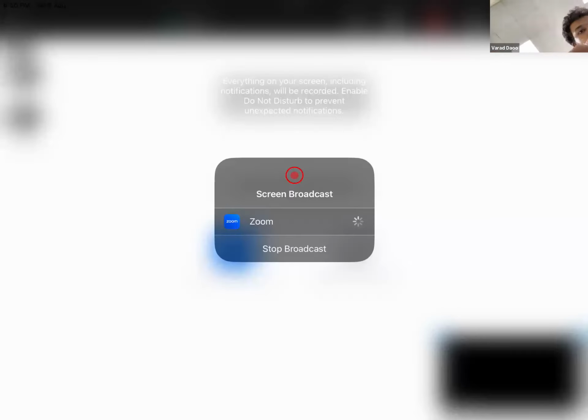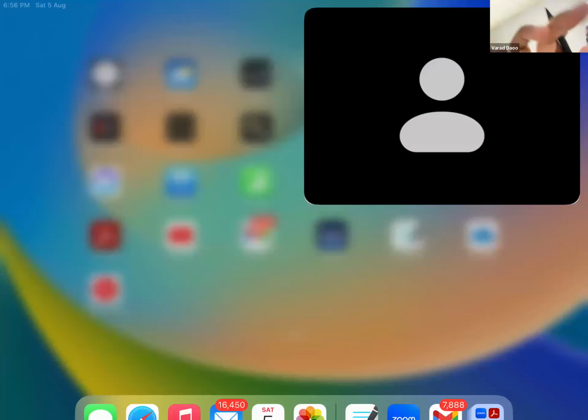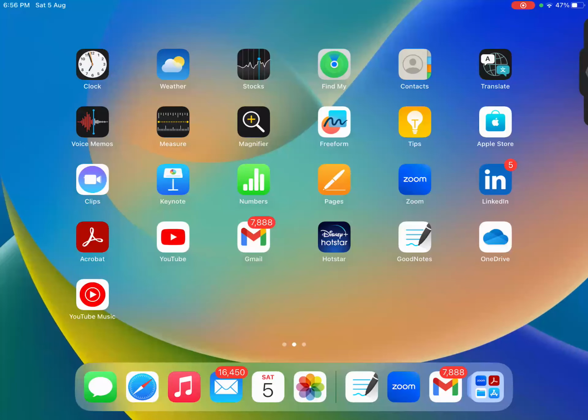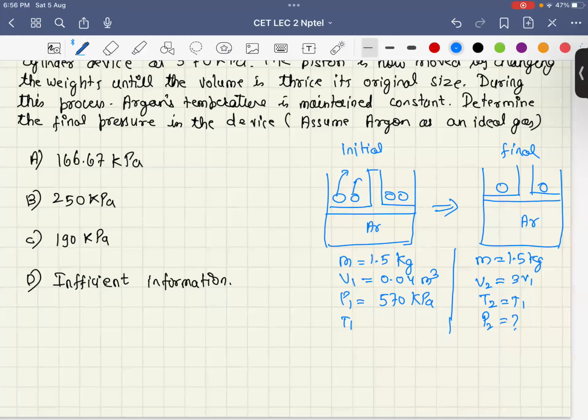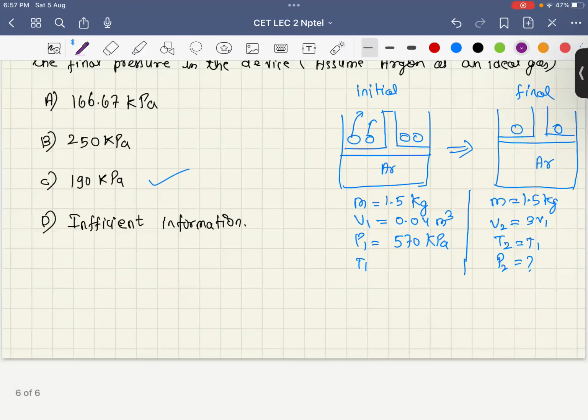So somebody has answered 190 kPa. Yes, the answer is correct. The answer is 190 kPa. This is the correct one. Everybody got it? Just for those people who did not get it, I'll explain.